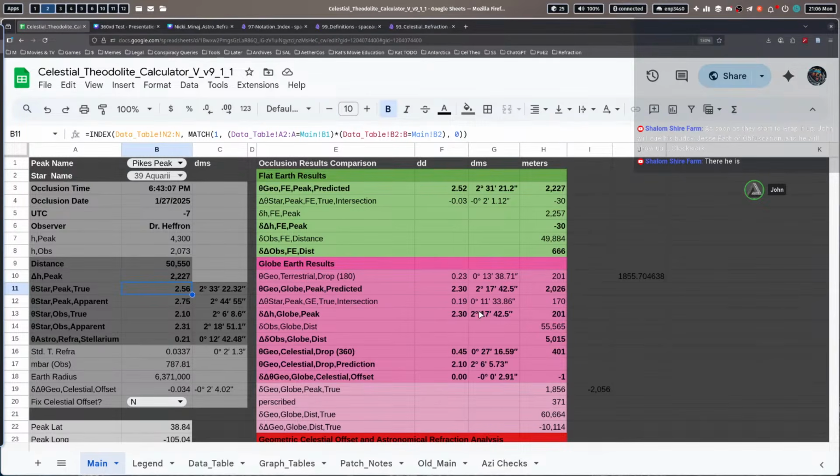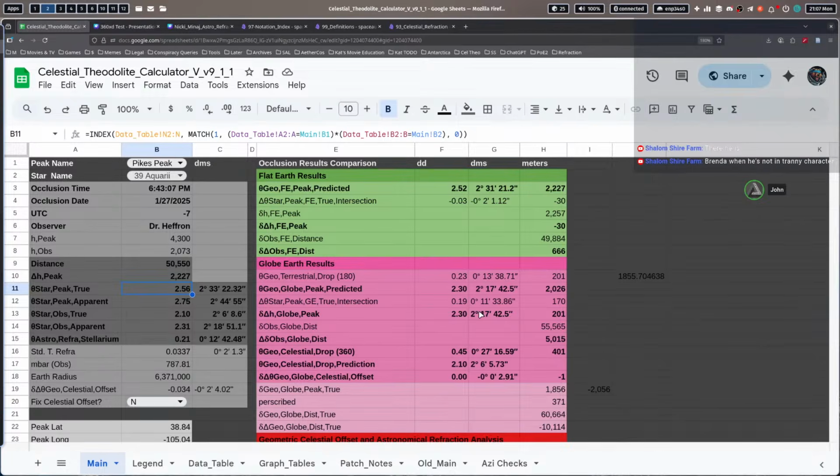That's 2 degrees, 19 arc minutes, after you subtract the 200 meters of globe drop. And then we would simply look at the star in Stellarium and just ask, when is that star going to be seen at 2 degrees, 19 arc minutes? That's the method. That's it.